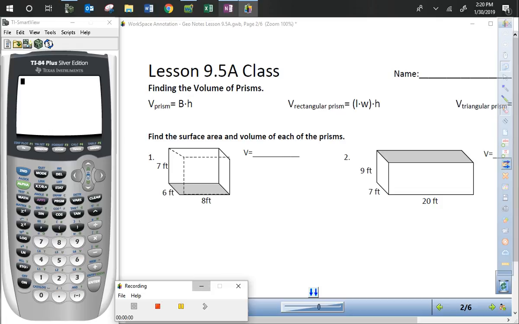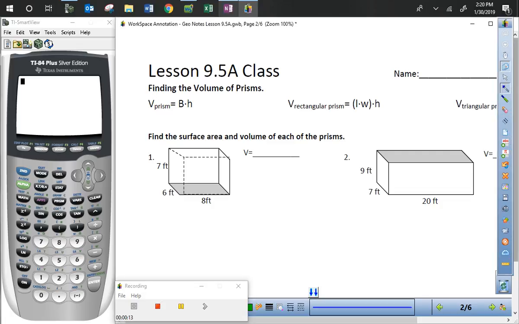Alright folks, today we're going to be talking about volume. Before today we only focused on area, specifically surface area, the area of the outside. Today we're talking about volume, which means the inside of our three-dimensional shape.